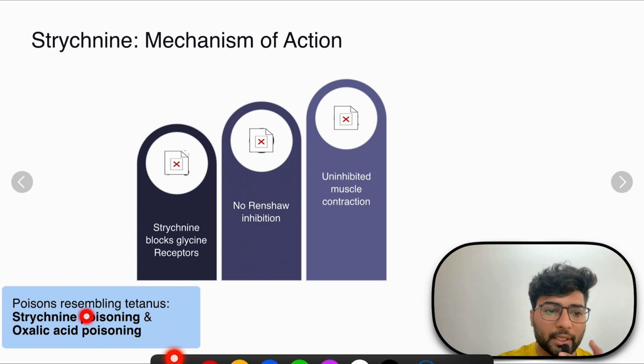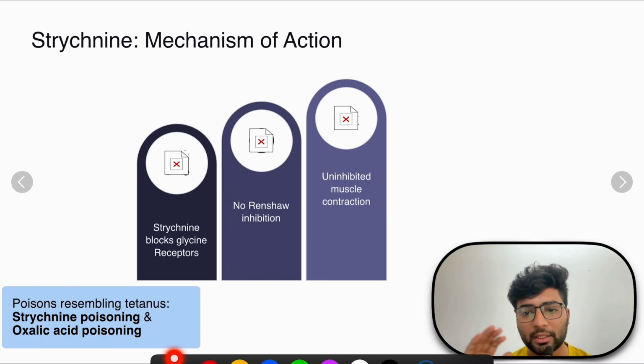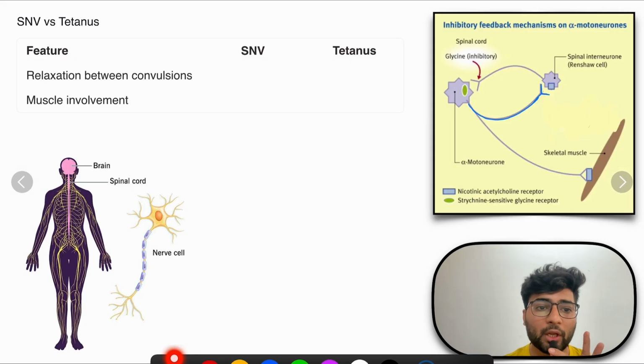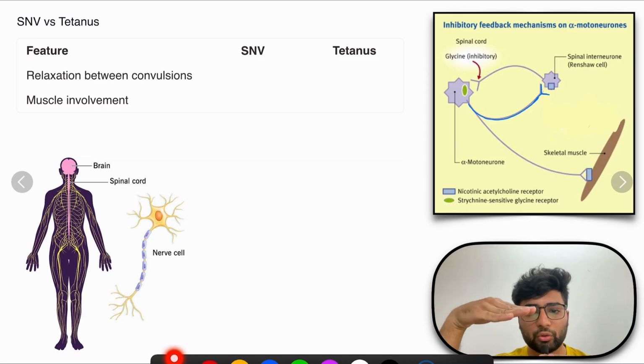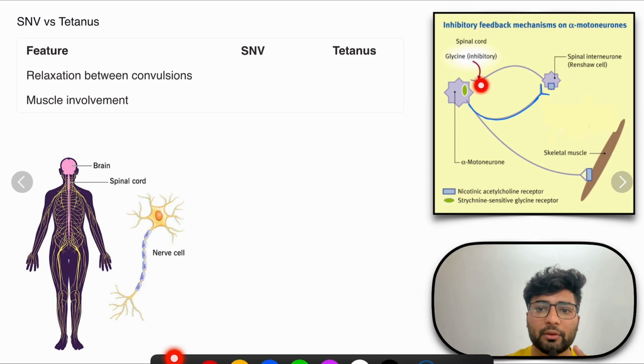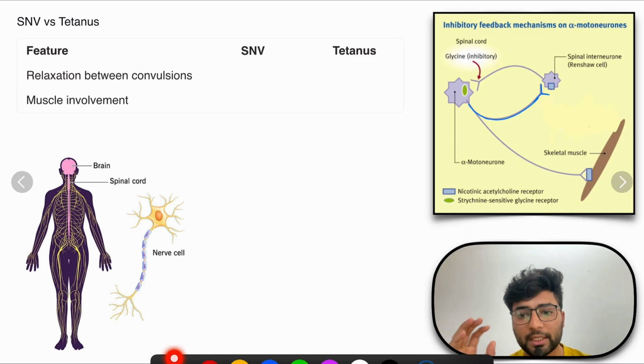As we all know, strychnine and tetanus poisoning resemble each other because the place where they act is the same. The third one is oxalic acid poisoning. We are not studying anything about it, we just have to know that it resembles them. Now, one question is: is the posture opisthotonus seen in both tetanus and strychnine poisoning? Yes, because the action is the same at the level of the neuron, so the clinical features are seen in both of them. Then what is the feature that differentiates them? We need to know that.